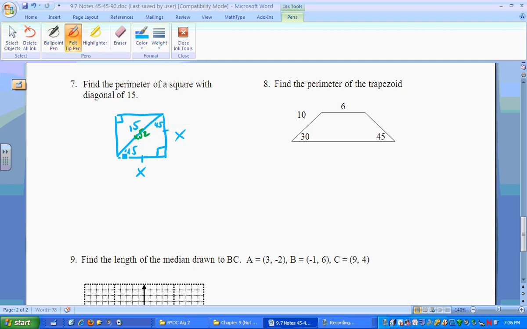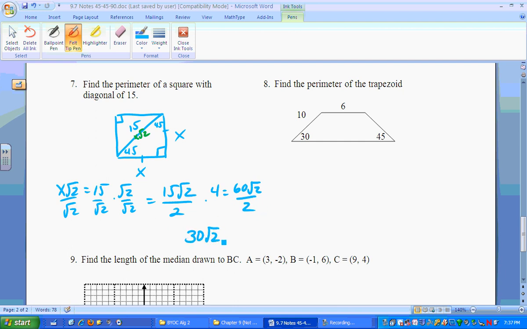So what are we going to do? We're going to set x root 2 equal to 15, divide by root 2, leaving it not in the denominator, so you get 15 root 2 over 2. But that's for one side. We have 4 sides, so we're going to get 60 root 2 over 2, which simplifies to 30 root 2 and some units for our perimeter.